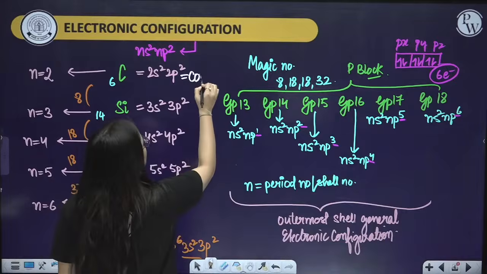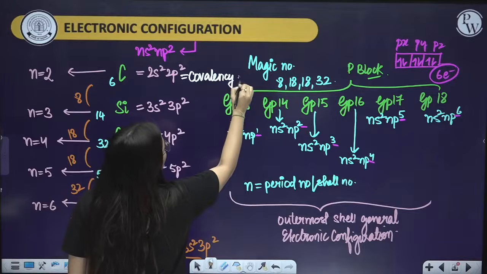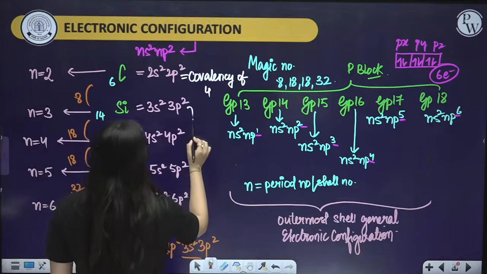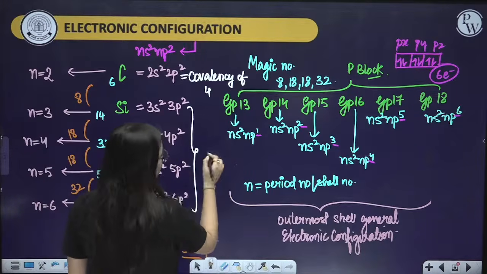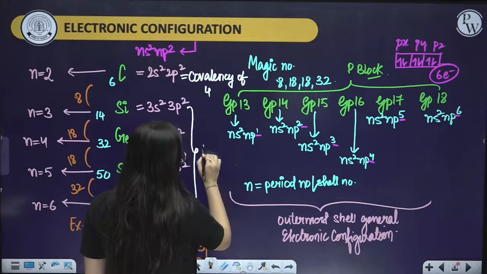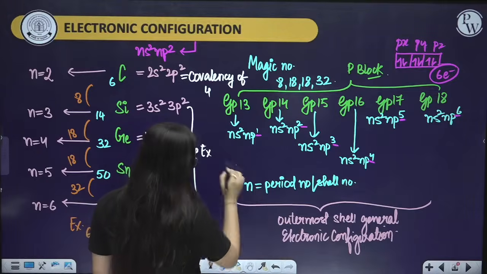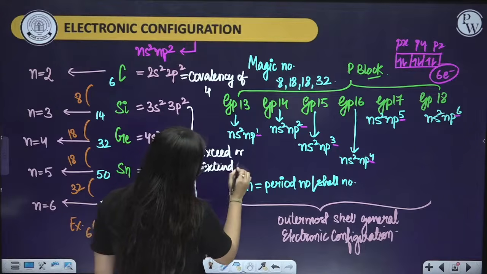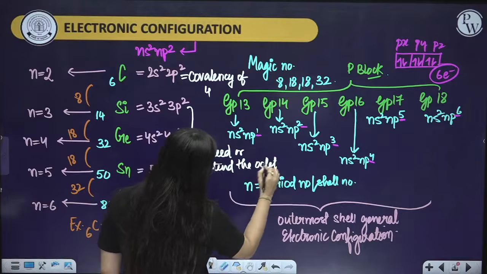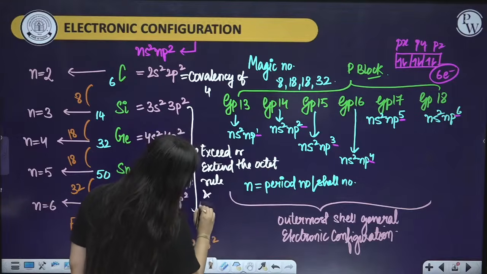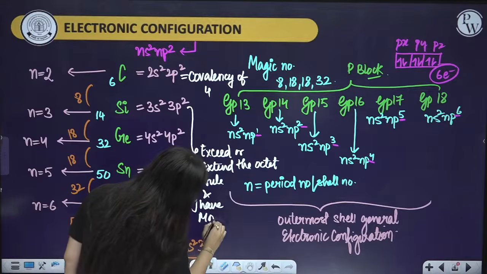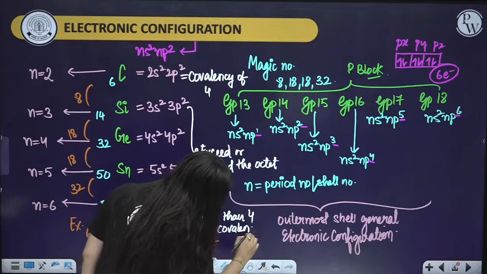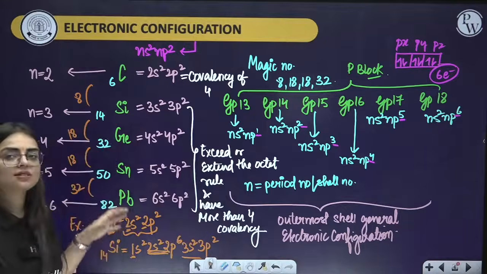Now, telling more important things over here. Carbon has a covalency of 4. But if I talk about the other elements, that is silicon, germanium, tin and lead, they can exceed or extend the octet rule and have more than 4 covalency. So they can have more than 4 covalency, but carbon has a covalency of 4.